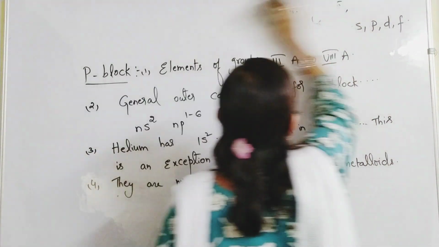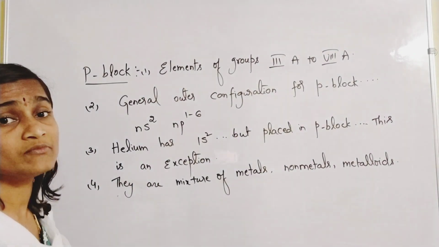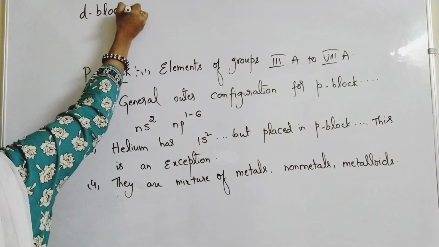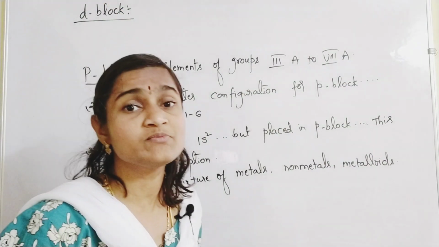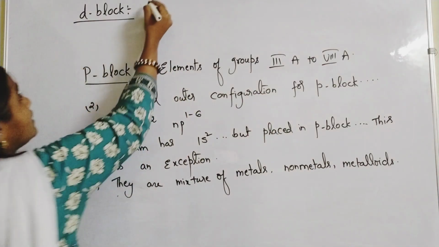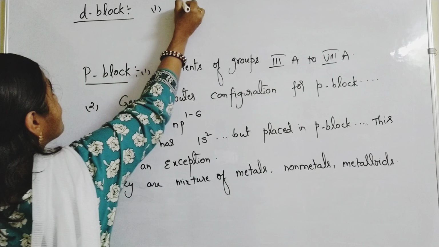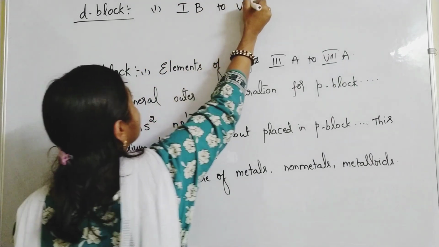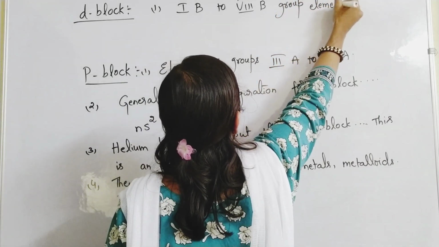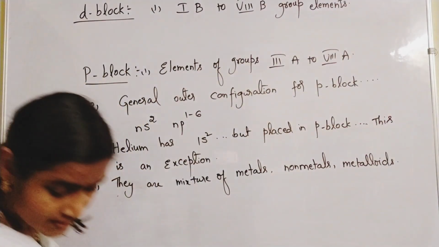D block elements. What are D block elements? If you are able to copy them quickly, I'm going to rub the board. So D block elements. If the differentiating electron is entering into D subshell, you call them D block elements. Right. So here you will find all are metals only. Which group elements? 1B to 8th B group elements are called as D block elements. 1B to 8th B group elements. So they are called D block elements.